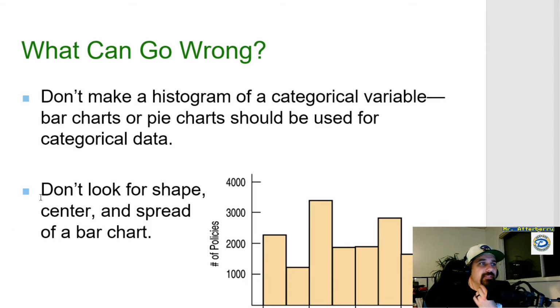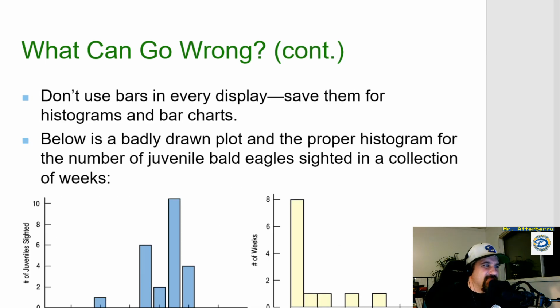Okay. What can go wrong? Don't make a histogram of categorical variables. Bar charts and pie charts are fine. Don't look for shape, center, and spread of a bar chart. Okay. I mean, you can, but we're not going to right now. Don't use bars in every display. Save them for histograms and bar charts.